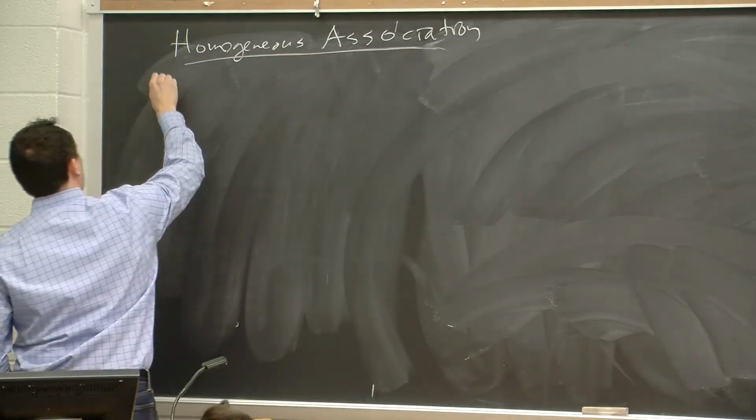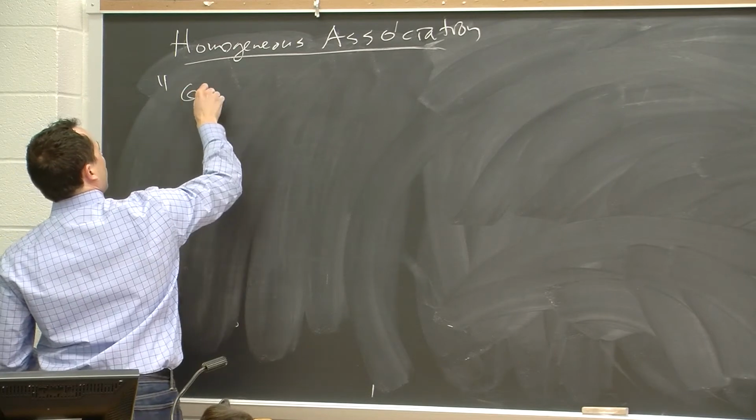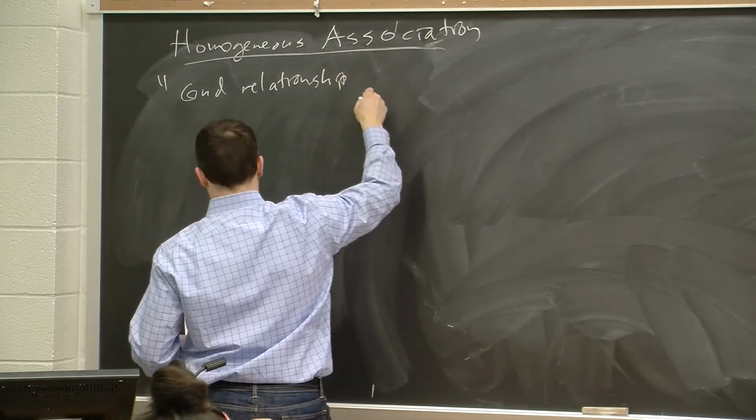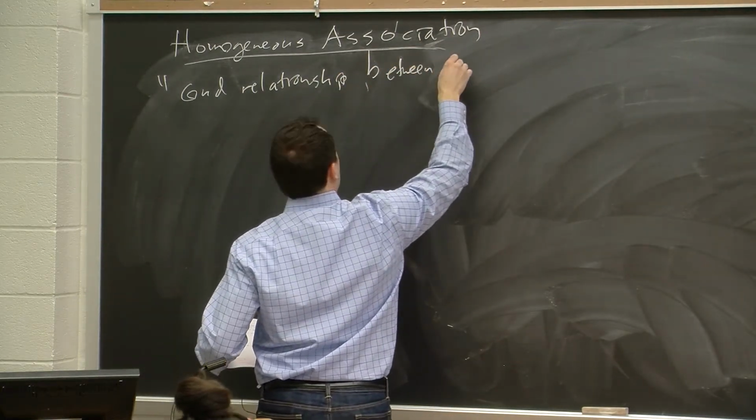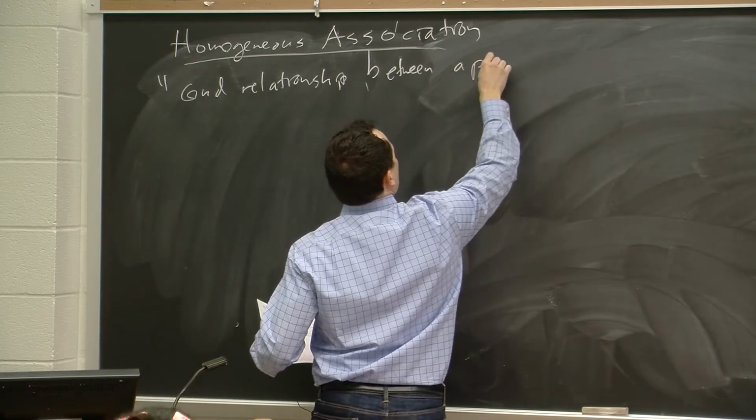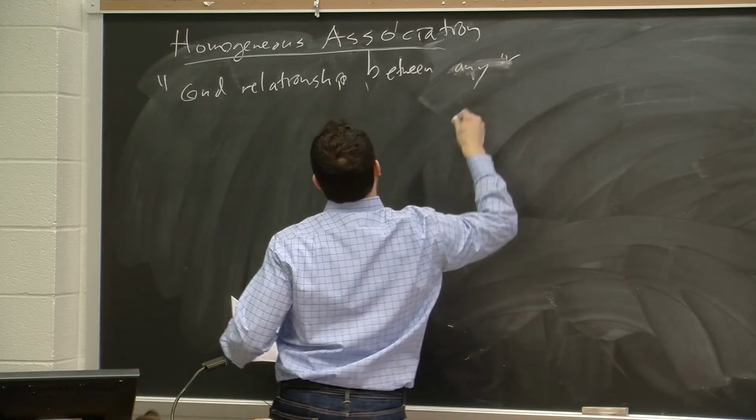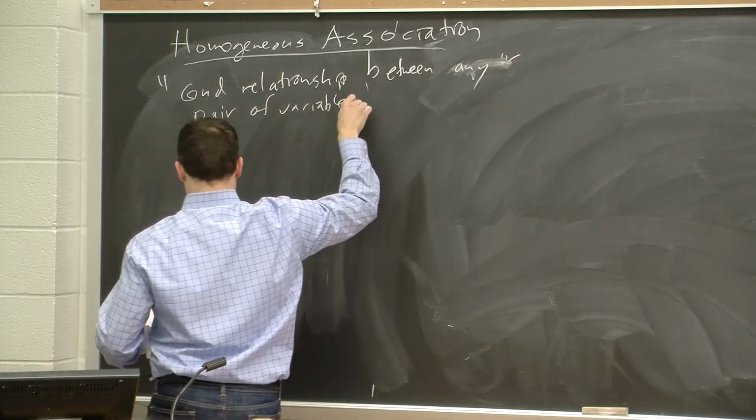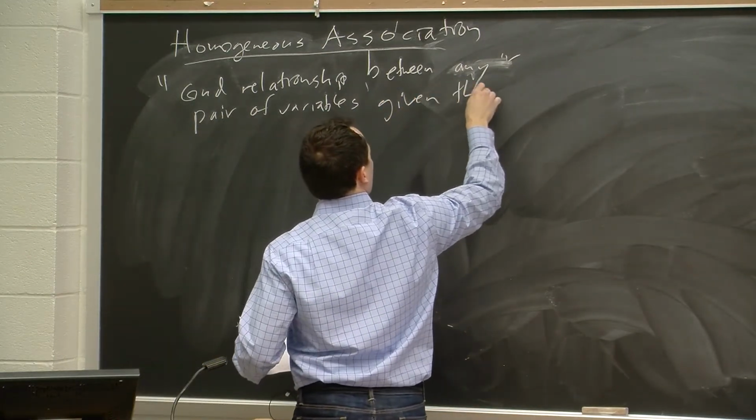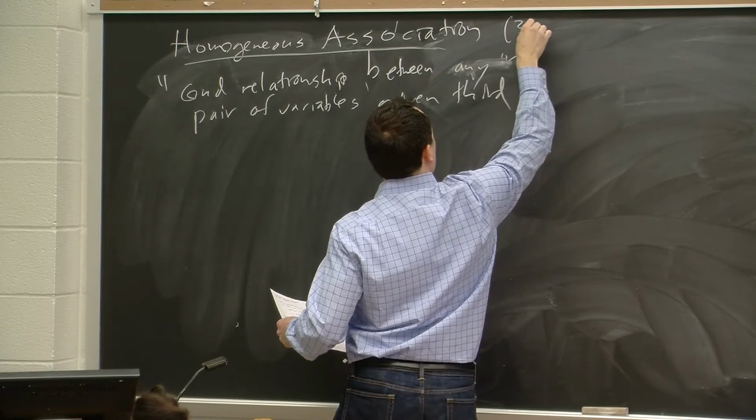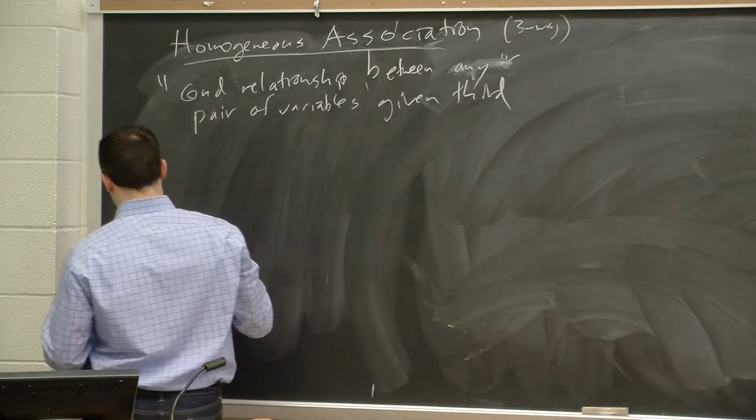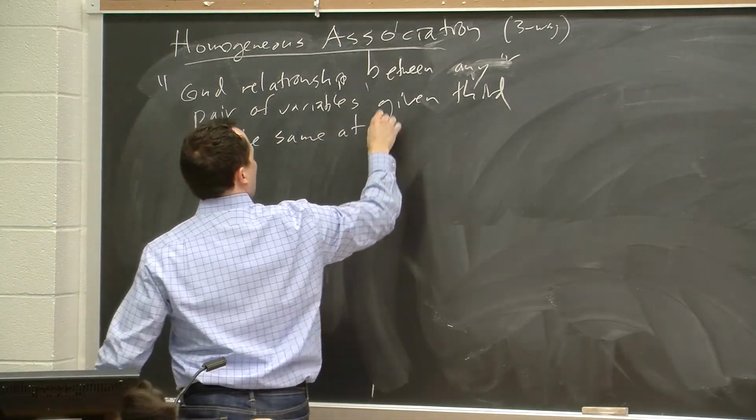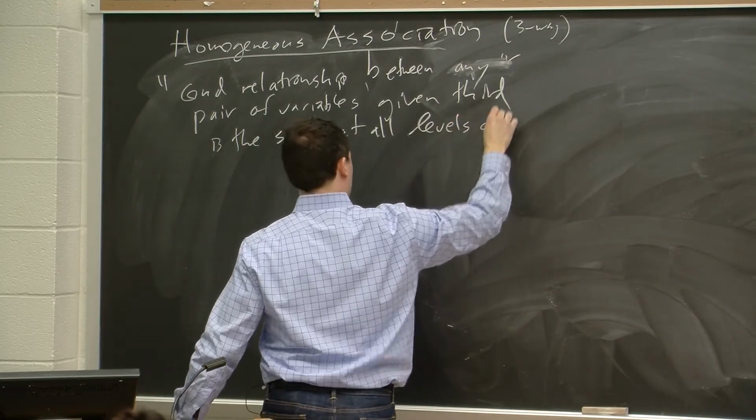So what it claims is that the conditional relationship between a pair of variables, any pair of variables, given the third, so we have three variables still, is the same at all levels of the third.